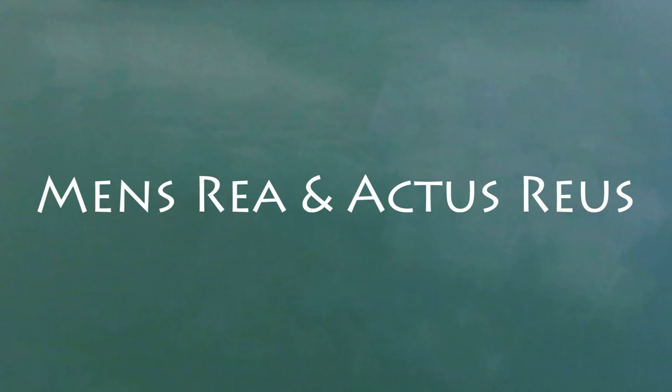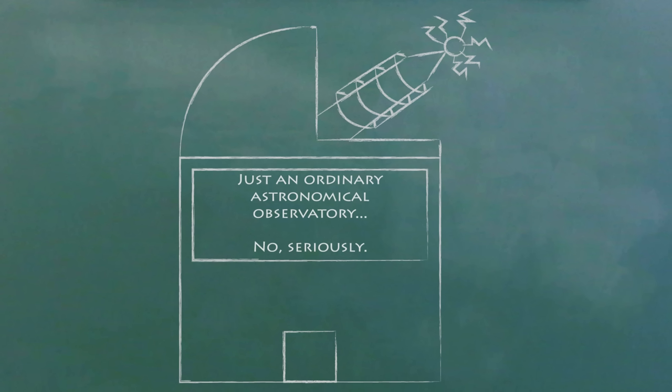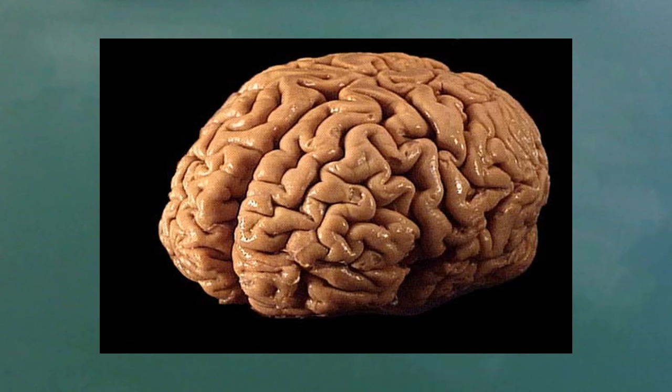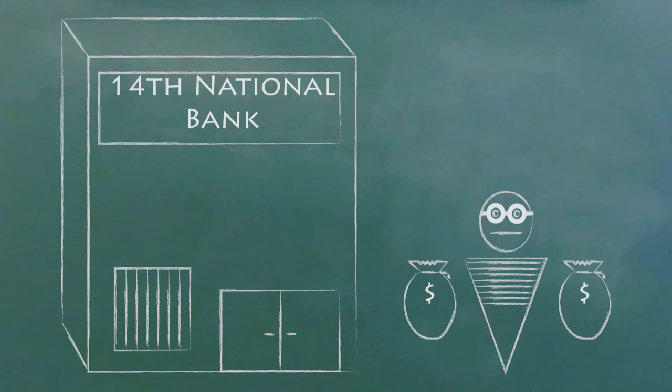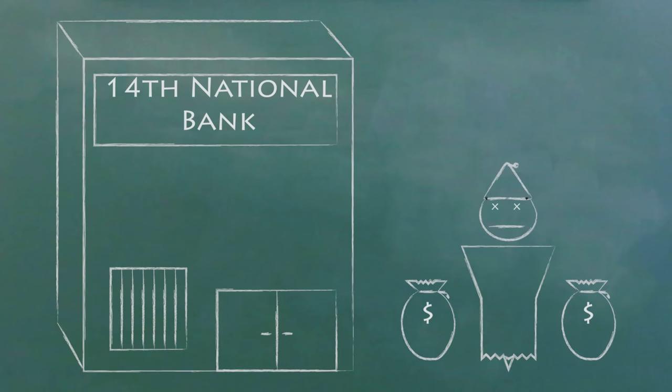Let's start with the two most basic elements of any crime. First, mens rea. Now, mens rea is not, as it sounds, some sort of manly death ray. Mens rea is Latin for guilty mind. To commit a crime, you need to have a particular state of mind when you act. Obvious, right? Let's use an example. If you commit a criminal act like bank robbery, but you're sleepwalking, then you didn't act with a guilty mind, and so you didn't commit a crime. You have to act with a guilty mind at the exact time of the criminal act.